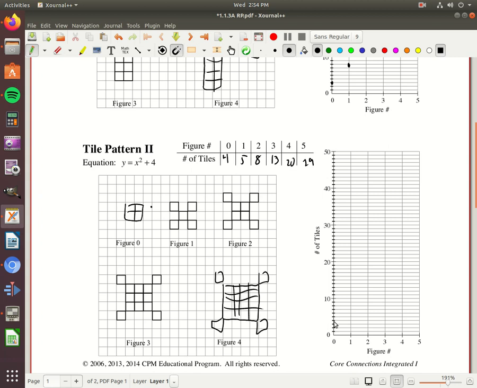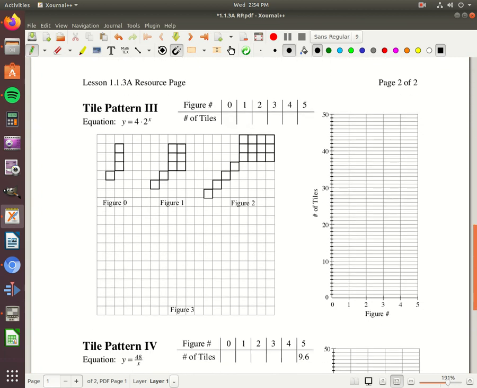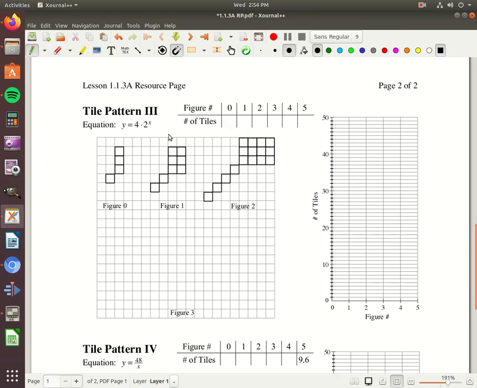And again, I probably will not be perfectly precise on this. But one thing is for sure, we definitely are not coming up with a line right here. We seem to be getting a little bit of a curve on this. So it's beginning to curve upwards. All right, on tile pattern 3, again, they give us the equation here.